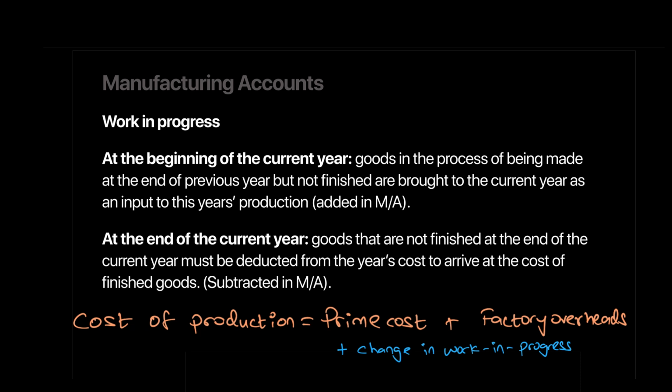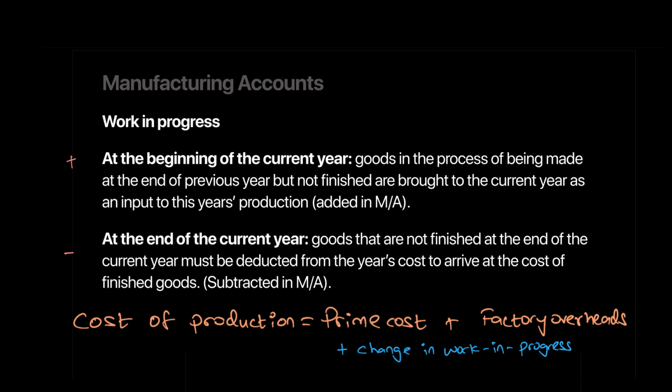Alright, and if you have any work in progress at the end of the year, these goods have incurred cost on material and labor, but they still have not been converted as yet into finished goods. So their cost will be removed from the cost of production. Right, so what I can say over here is that opening work in progress should be added to your cost of production, and closing work in progress should be subtracted from your cost of production.